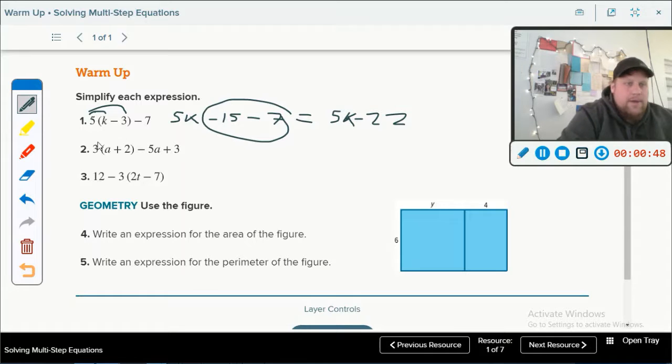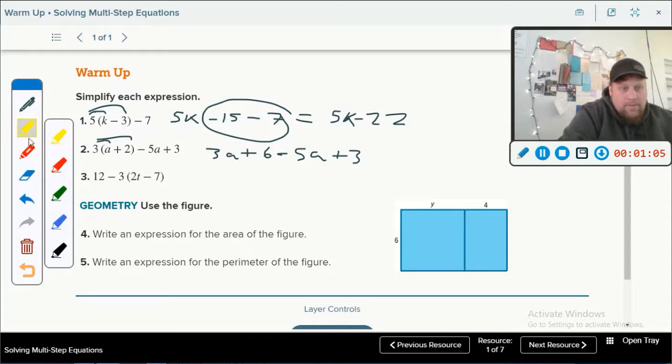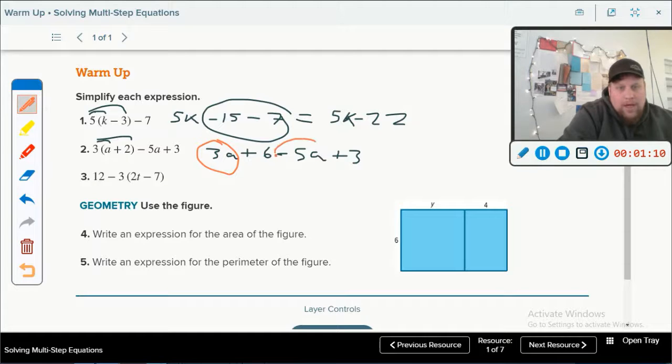Same thing down here, distribute those, boom. End up with 3a plus 6 minus 5a plus 3. Only combine like terms. So my 3a and my 5a, right? And remember, you gotta get the sign in front of it. So minus 5a is gonna get me negative 2a. And my plus 6 and plus 3 is going to get me plus 9. See how that works? Negative 2a plus 9.